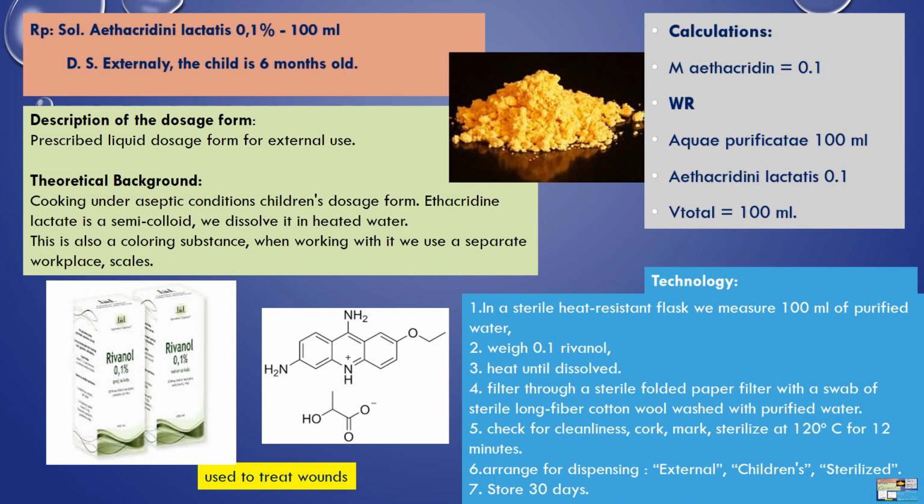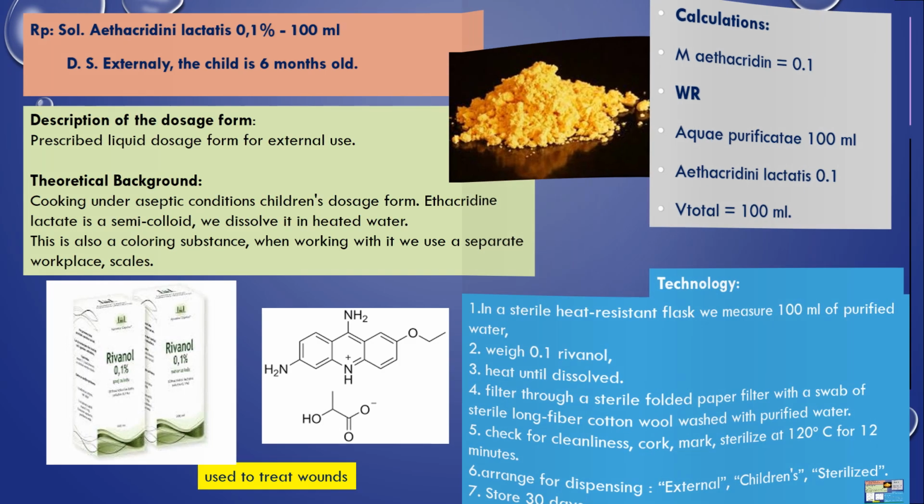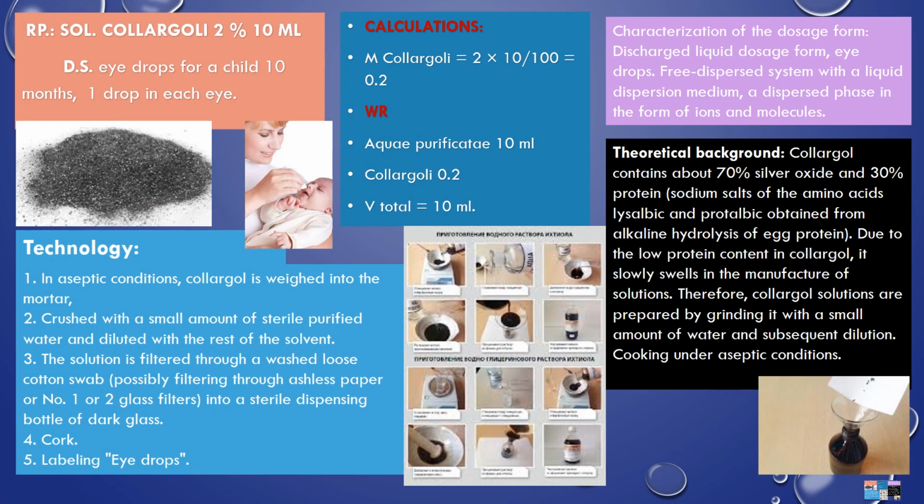Here you see a prescription written for a 6-month-old baby that contains 0.1% ethacridine lactate as a solution. The making technology is described in detail in the slide. You can familiarize yourself. On this slide you see an ophthalmic solution prescribed for a 10-month-old baby that contains cholargol in an amount of 2%. The making technology is described in detail.